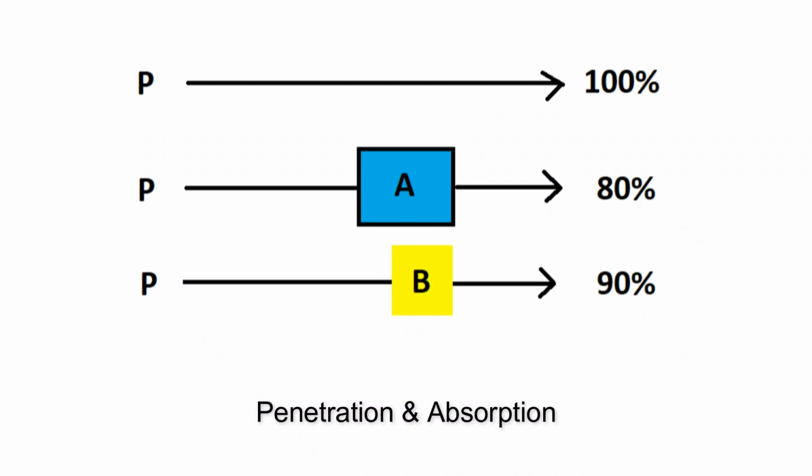Suppose there is an artery, let's say A, in the path of the radiation. Suppose it absorbs 20% of the incoming X-ray. The rest 80% reaches the detector. Now let us say there is another object, say a bone, which we will call B, which absorbs only 10% and 90% penetrates to the detector. So different materials absorb and penetrate at different levels.